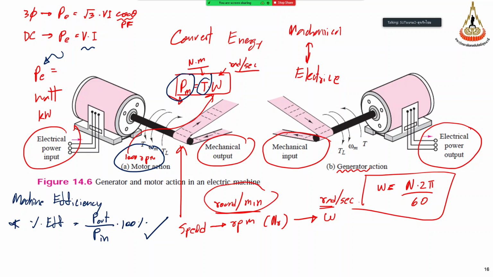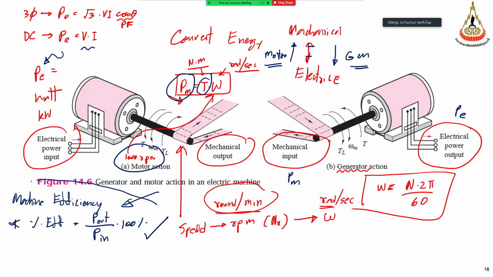Similarly, for generator action, we can compute electrical power as an output and mechanical power as an input, and we just substitute into this formula. We know the efficiency of the generator. They are just inverse to each other. Mechanical to electrical is the generator. Electrical to mechanical is the motor mode, right? So the machine can work in both modes, motor and generator mode.